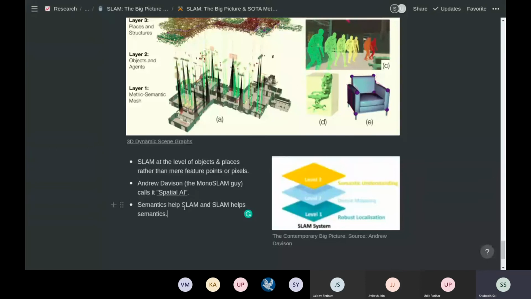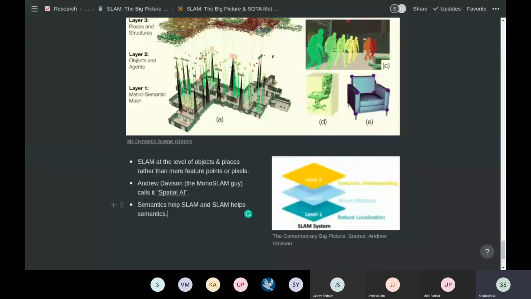Let's say the moment you see dynamic objects in the scene, you can compromise a bit on, say, robot speed or robot's efficiency, and focus more on ensuring you are moving in the proper direction, even if that comes at some other cost of efficiency. And also, using semantics, you can maybe filter out dynamic objects in the scene. So that is how semantics can help SLAM.